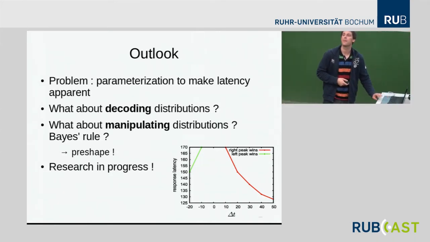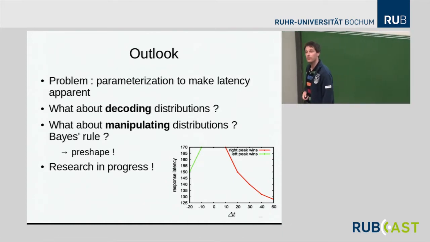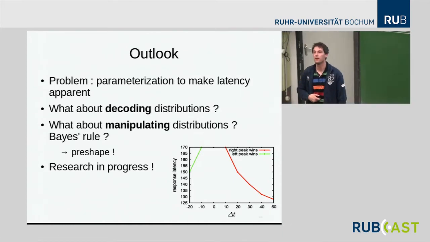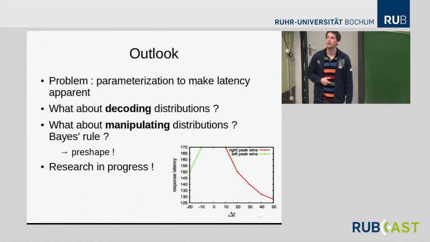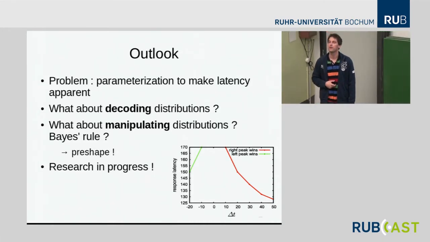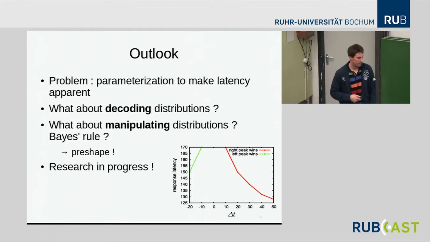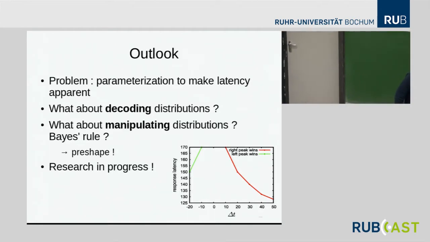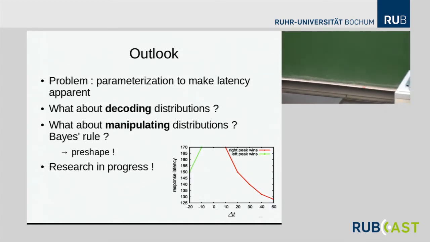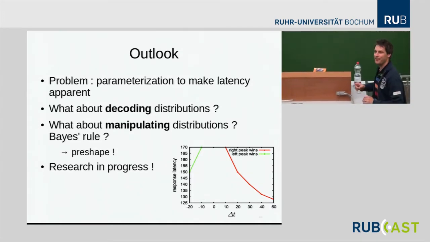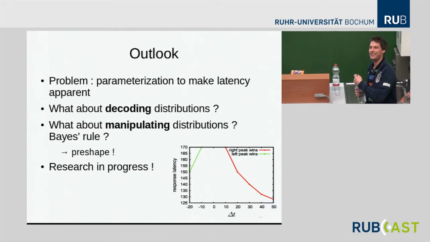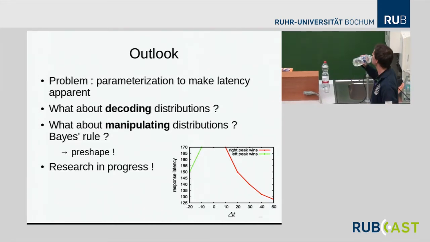Yes? For the representation of probability to be useful as a representation, do you think that it needs to be usable for some other calculation? For instance, if somewhere downstream you want to use a Bayes formula again. How can you use the latency that way? Good question. Thank you for asking it now because this is something that I want to present in an outlook.